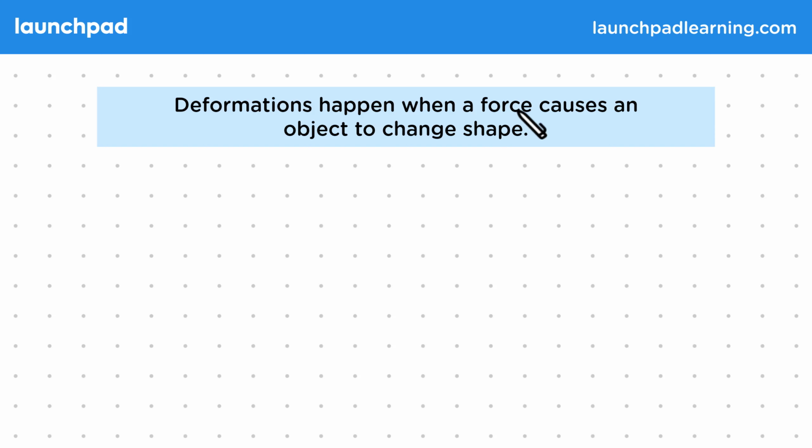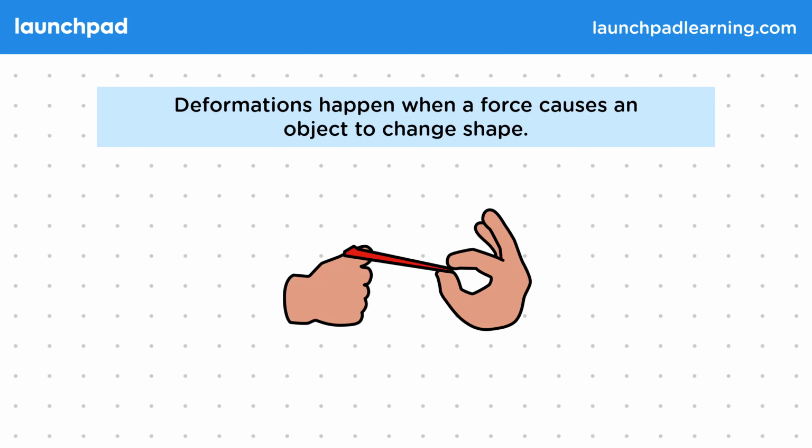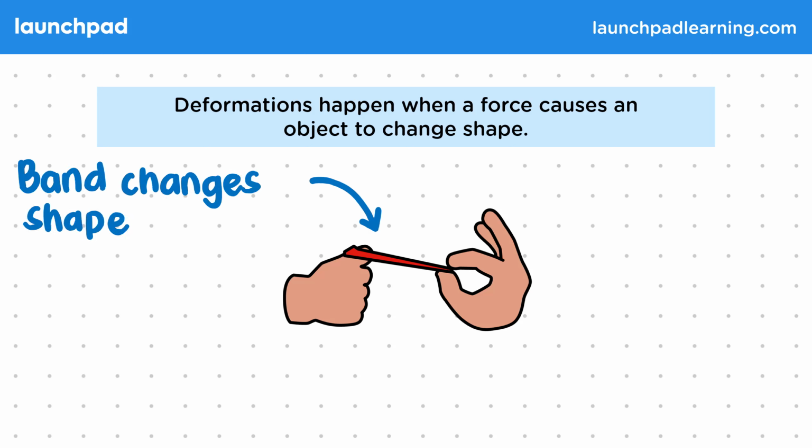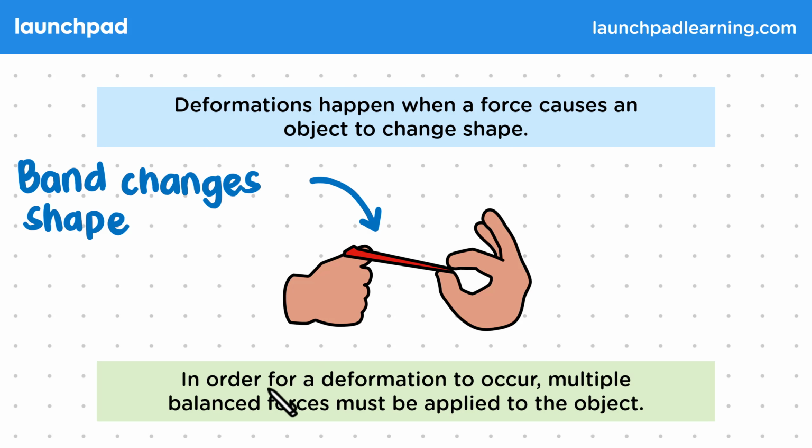Deformations happen when a force causes an object to change shape. For example, stretching an elastic band is a type of deformation. The band is changing shape because it is becoming longer and thinner. In order for a deformation to occur, multiple balanced forces must be applied to the object.